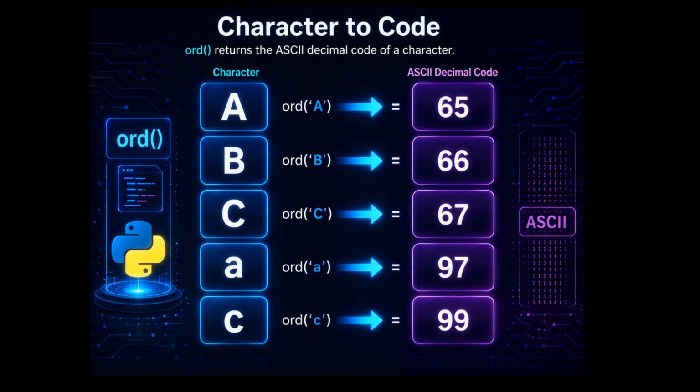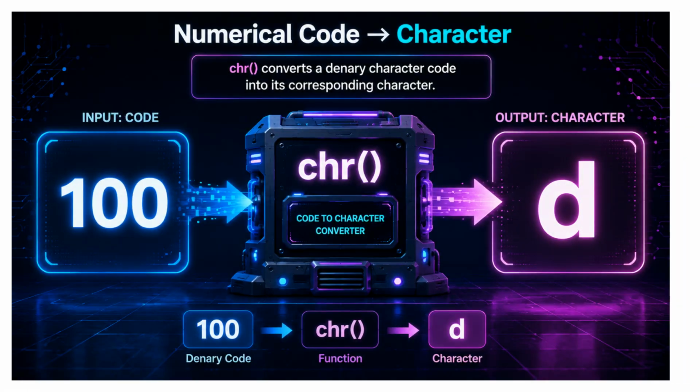Let's look at a few more examples of the ORD function. Remember, ORD takes a character and returns its decimal character code. For example, ORD A returns 65, ORD B returns 66, and ORD C returns 67. Lowercase letters have different codes. For example, ORD a returns 97, and ORD c returns 99. So remember, every character has its own numerical code, and we can use the ORD function to find that code in our program.